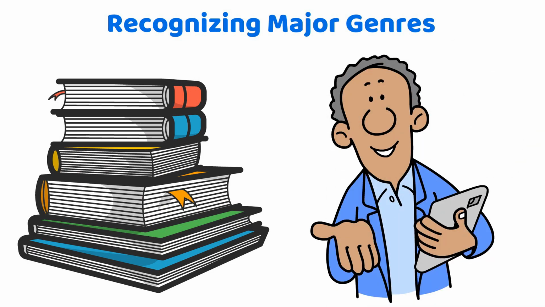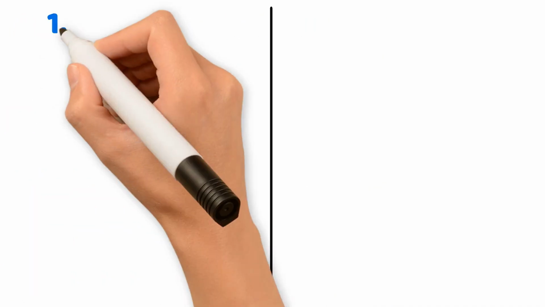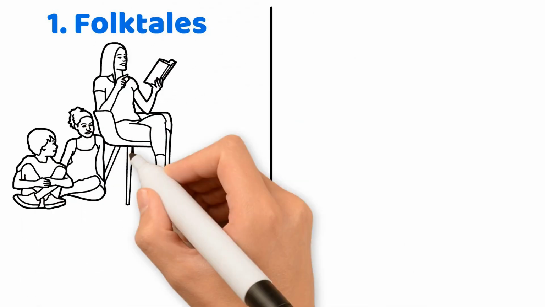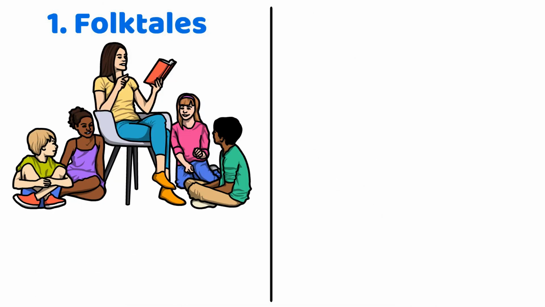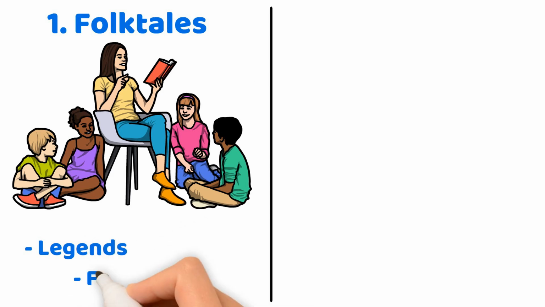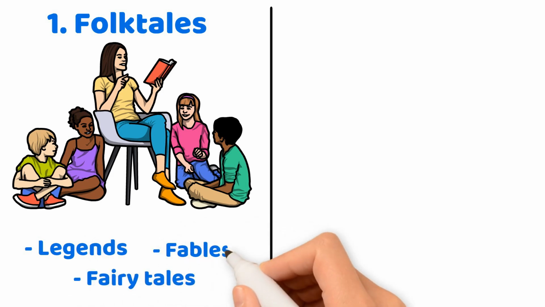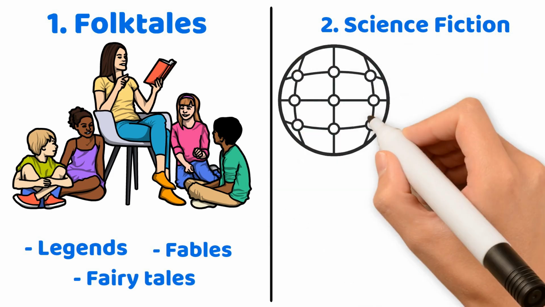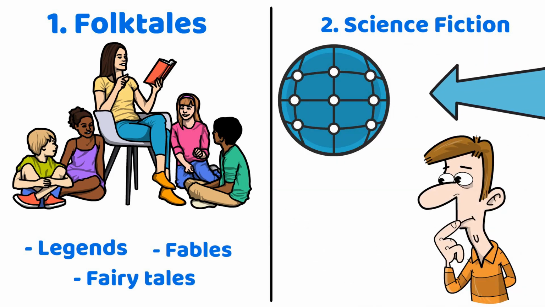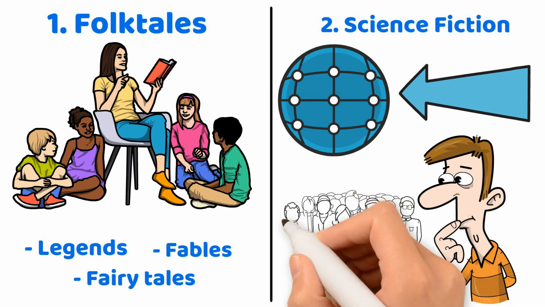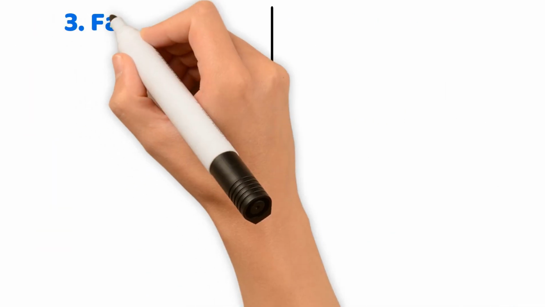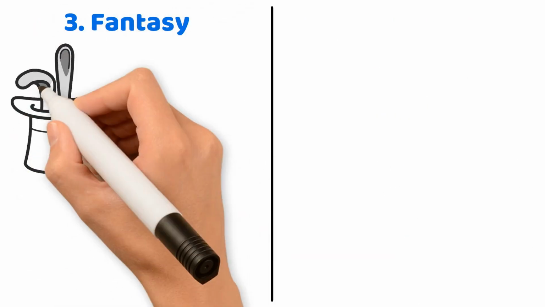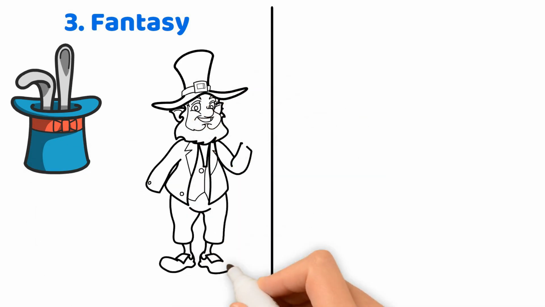1. Folktales. These are stories passed down through generations, often orally. They typically involve legends, fairy tales, and fables. 2. Science fiction. This genre explores futuristic, imaginative, or technological advances and their impact on society or individuals. 3. Fantasy. Involving magical elements and otherworldly settings, fantasy genres allow for immense creativity and escape from reality.